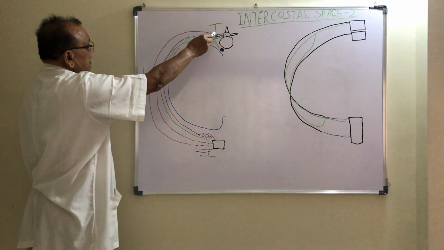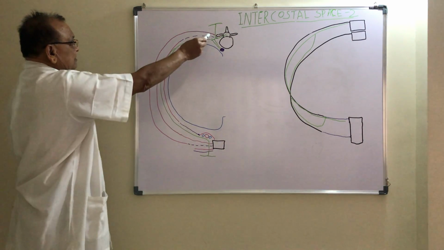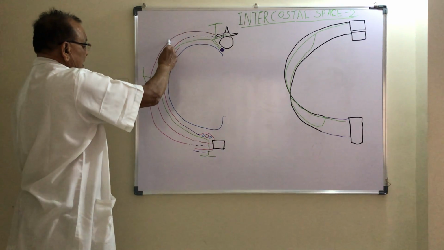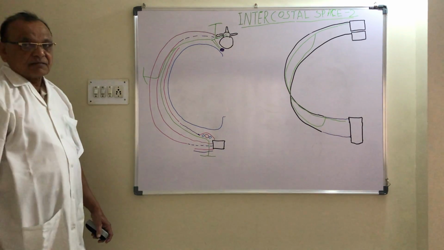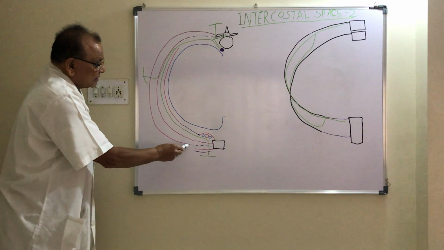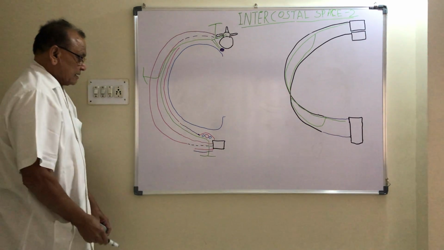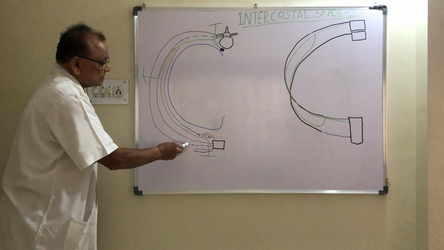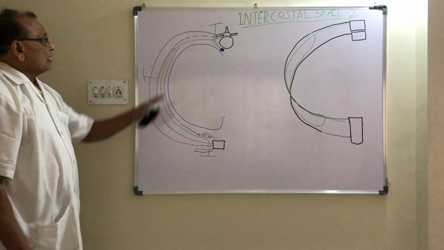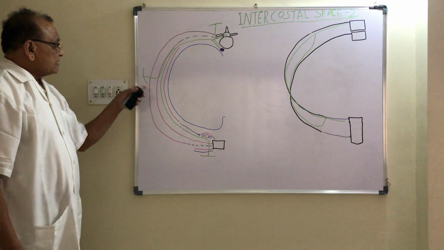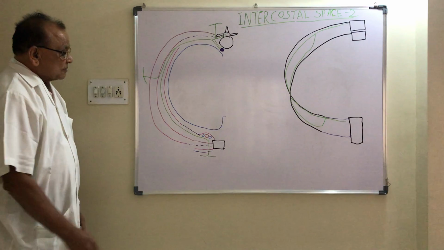The outermost is the external intercostal muscle. The external intercostal muscle starts at the tubercle of the rib and extends up to the costochondral junction. At the costochondral junction, it is replaced by the external intercostal membrane, which extends from the costochondral junction up to the lateral margin of the sternum. Deep to the external intercostal muscle, there is the internal intercostal muscle.